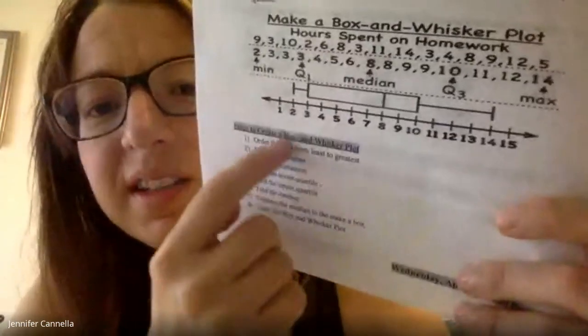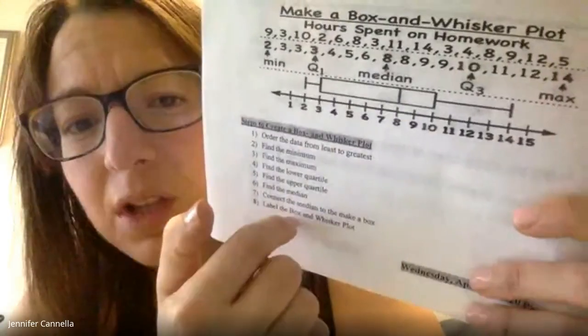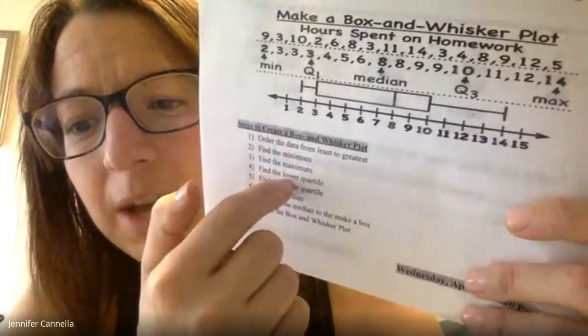If you ever get lost, the steps are here. There are 8 steps on how to create it. And if you follow each step, you should be good. So let's look at how we do the first problem.